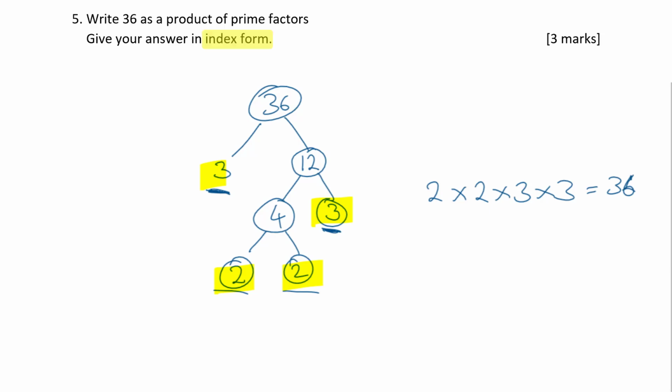Now it does actually ask us to do it in index form here, so we just need to write that in powers rather than as a sequence of multiplication. So 2 times 2 is 2 squared. And 3 times 3 is 3 squared. So our answer is 2 squared times 3 squared.